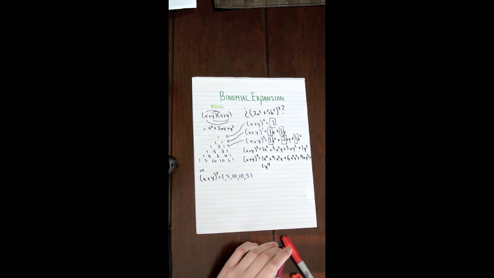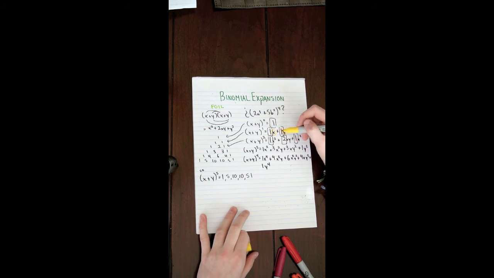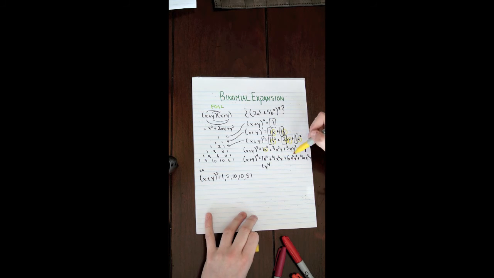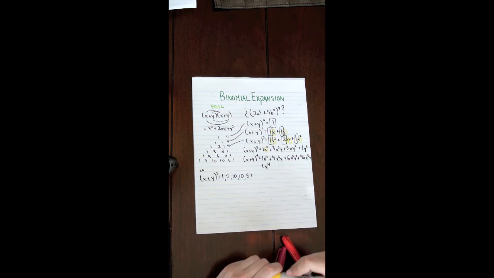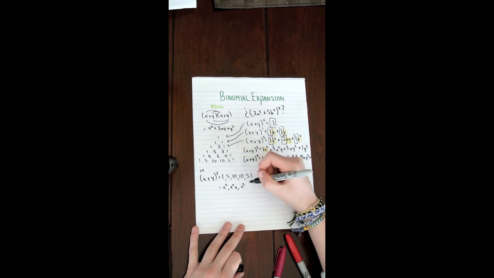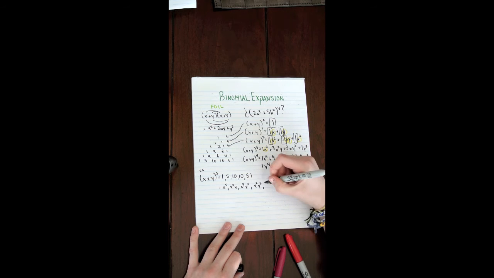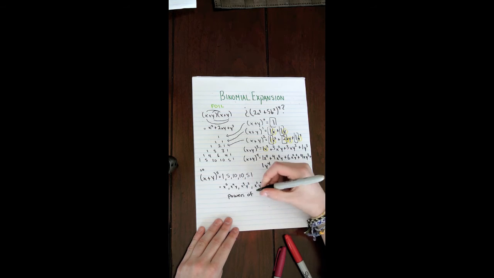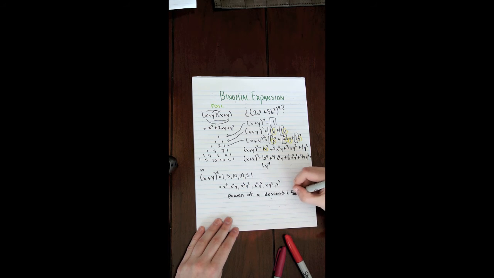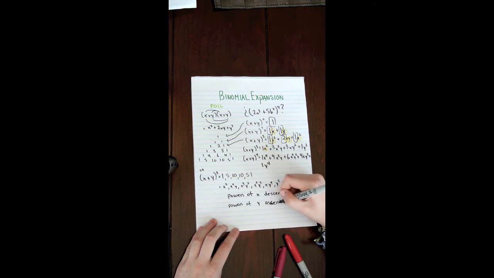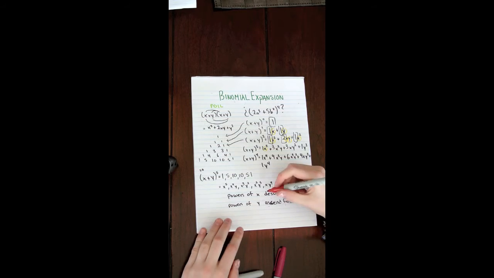So now we have that cool thing to figure out the coefficients, but let's look at the variables. So if we look at the exponents on the variables, you can see that x is decreasing from the exponent on the original question and y is increasing. So that would mean that x plus y to the power of 5 would be this series of variables. There we go. So, in conclusion, we can see that powers of x descend from 5 to 0, and the powers of y ascend from 0 to 5.